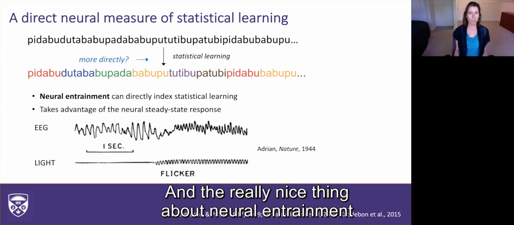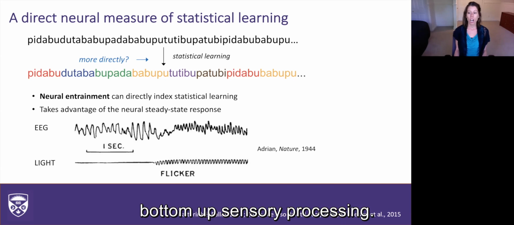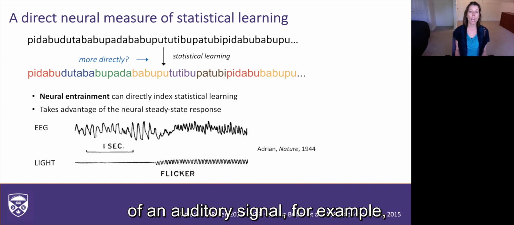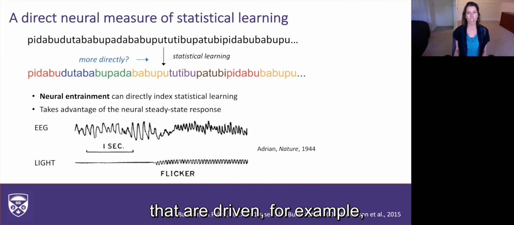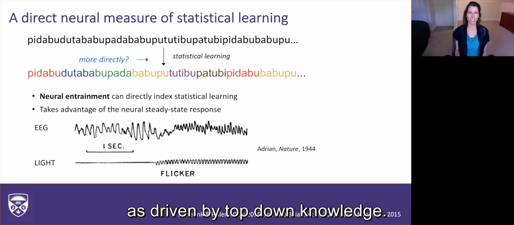And the really nice thing about neural entrainment is that it's not simply reflecting bottom-up sensory processing. It's not just sensitive to low-level acoustic features of an auditory signal, for example, but it's also sensitive to top-down processes that are driven, for example, by your perception of a stimulus as driven by top-down knowledge.